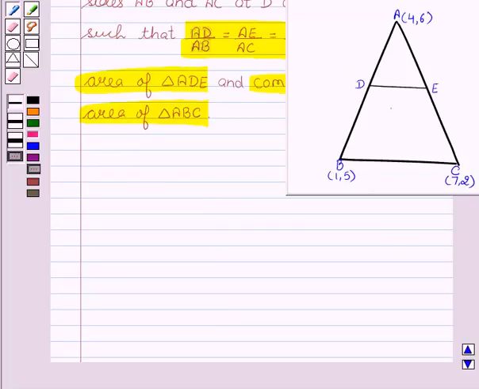Here is the given figure ABC with coordinates of A, B and C, and we see that the lines AB and AC are intersected at the points D and E respectively, such that AD upon AB equal to AE upon AC equal to 1 by 4. Now, let's begin with the solution.